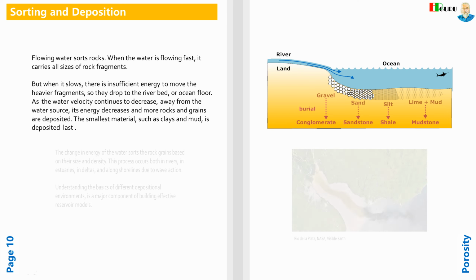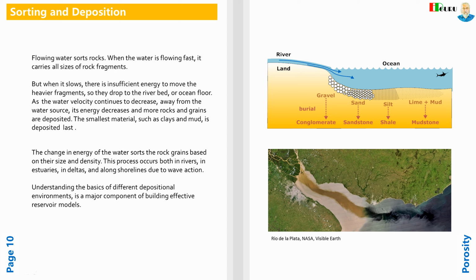The change in energy of the water sorts the rock grains based on their size and density. This process occurs both in rivers, in estuaries, in deltas, and along shorelines due to wave action. Understanding the basics of different depositional environments is a major component of building effective reservoir models.